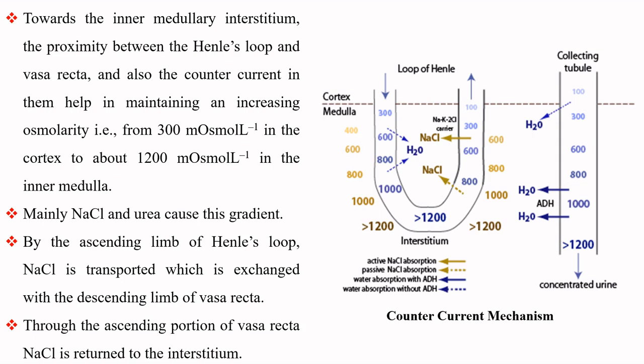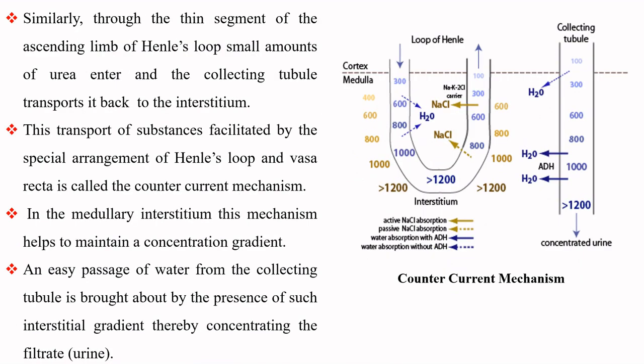Towards the inner medullary interstitium, the proximity between Henle's loop and vasa recta and also the countercurrent in them help in maintaining and increasing osmolarity, from 300 milliosmoles per liter in the cortex to about 1200 milliosmoles per liter in the inner medulla. Mainly sodium chloride and urea cause this gradient. By the ascending limb of Henle's loop, NaCl is transported, which is exchanged with the descending limb of vasa recta. Through the ascending portion of vasa recta, sodium chloride is returned to the interstitium.